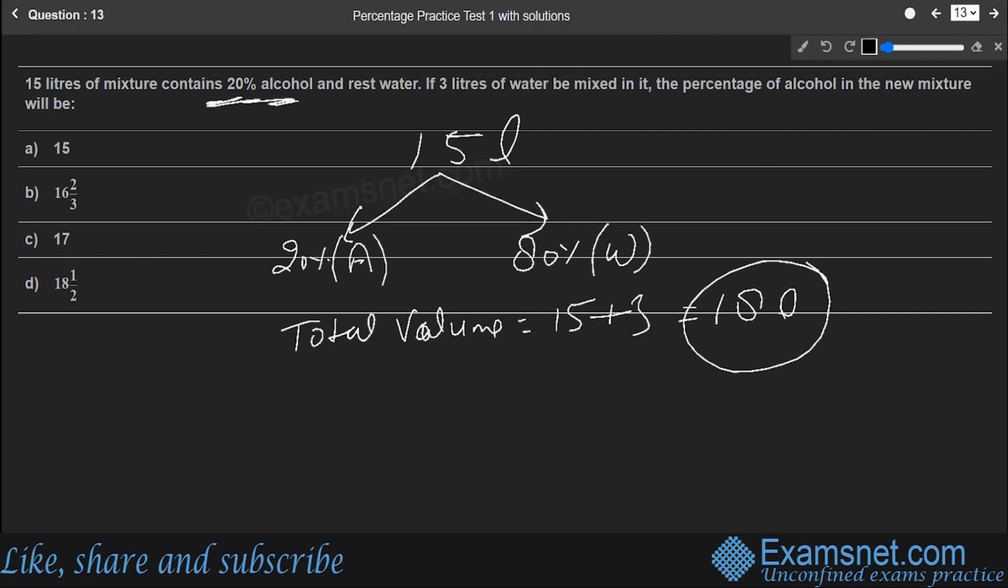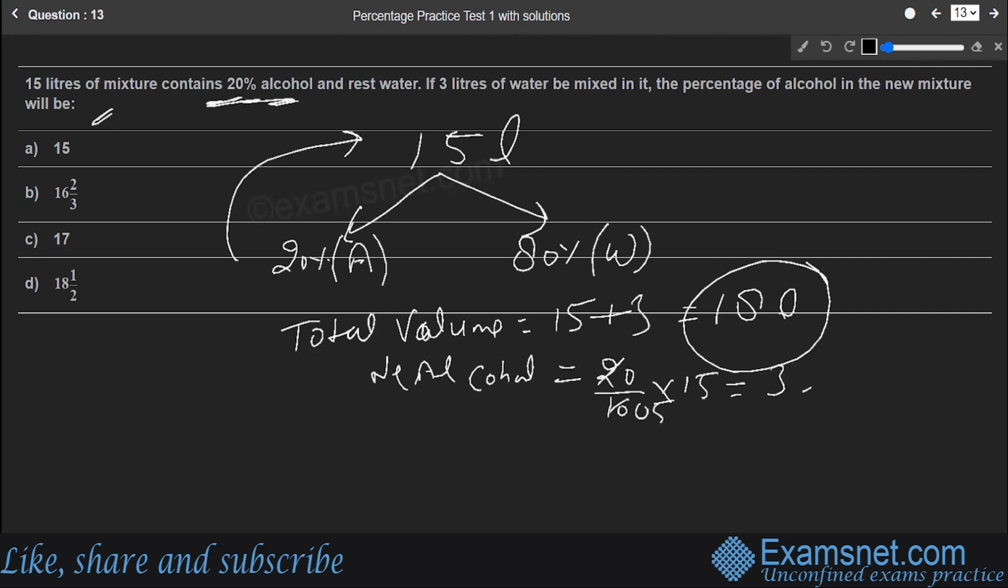Then he says 3 liters of water is mixed, the percentage of alcohol in the new mixture will be. So the new alcohol volume is how much? The new alcohol volume is nothing but the old alcohol volume, because only water has been added. Alcohol has not been added. So the new alcohol volume is exactly the same as the old alcohol volume, that is 20% of 15. 20% of 15 is nothing but 20 by 100 into 15. If we solve this further, this is going to be 3 liters.